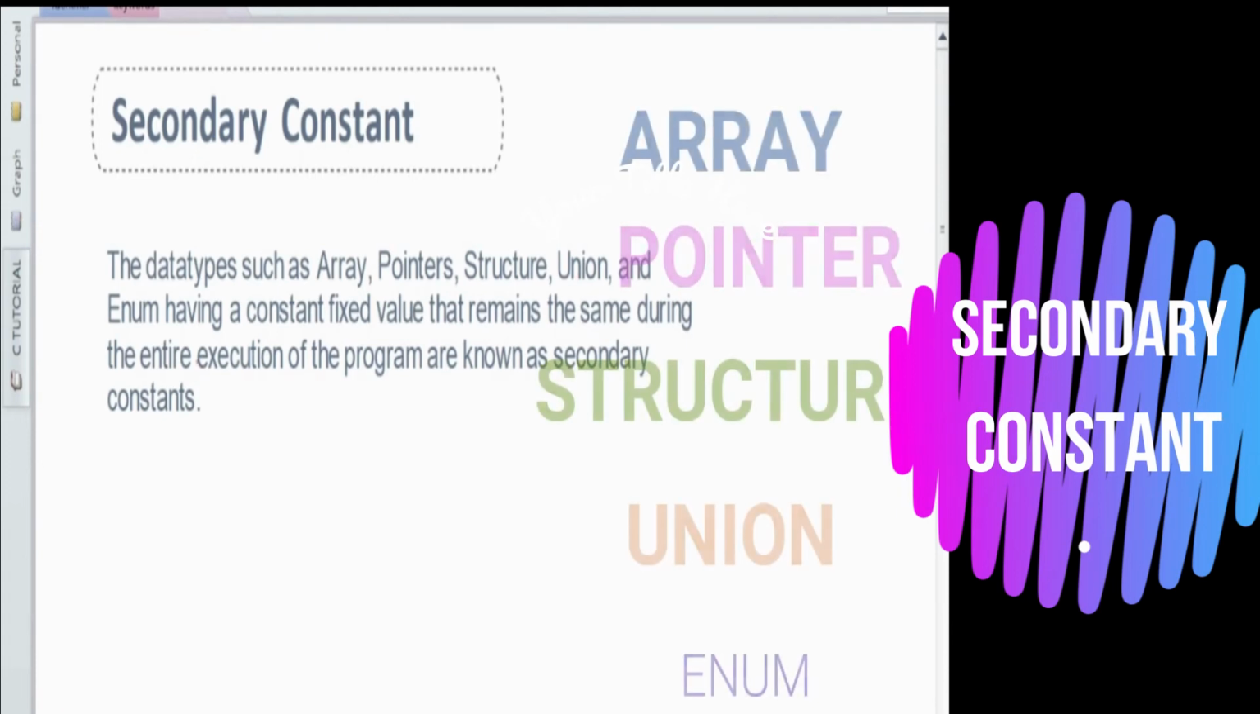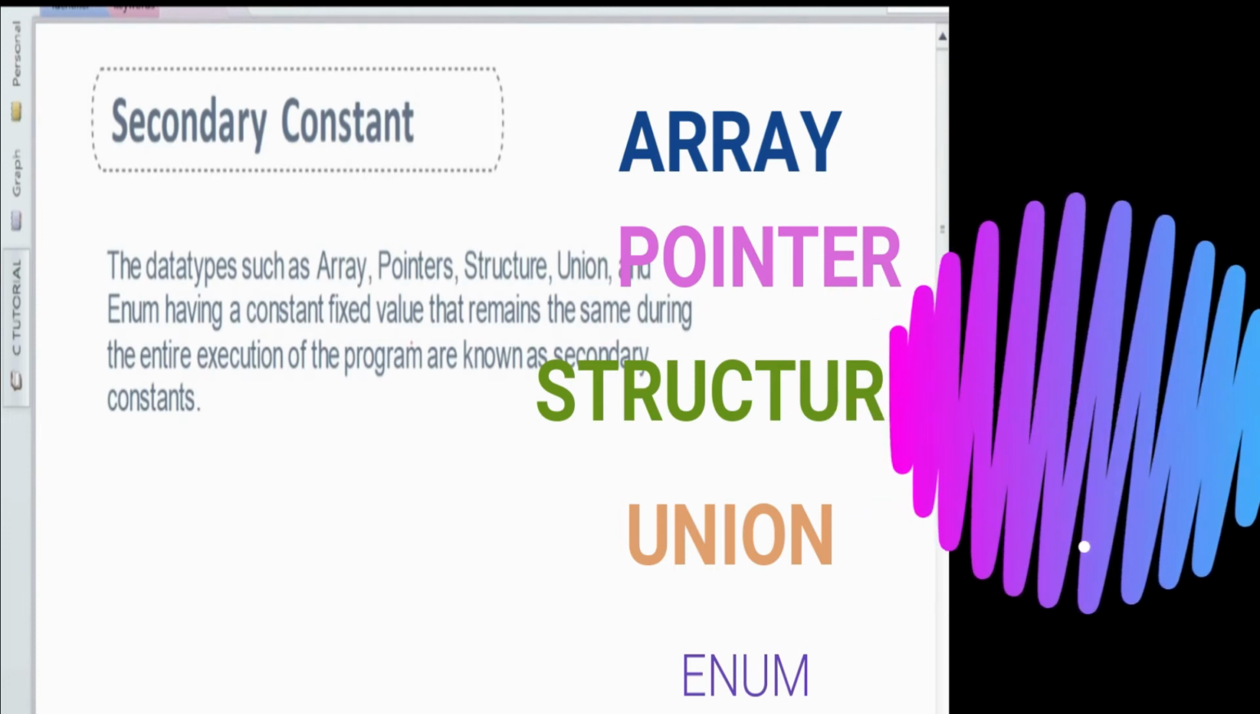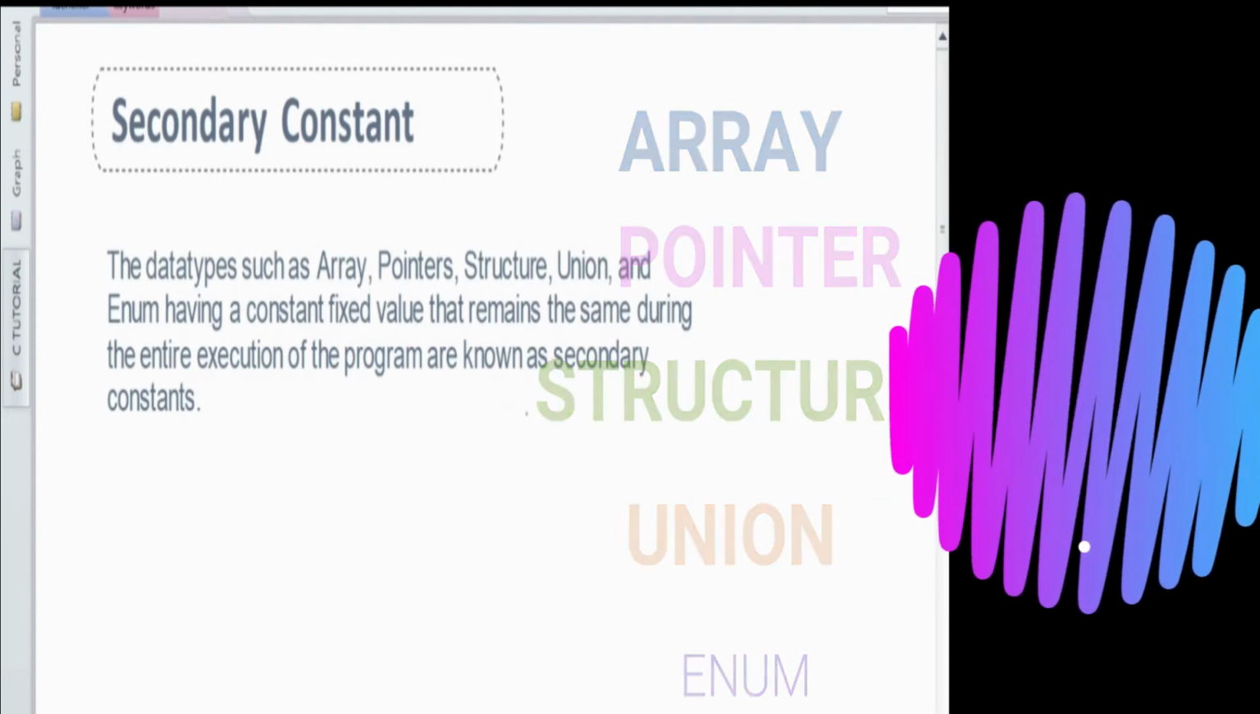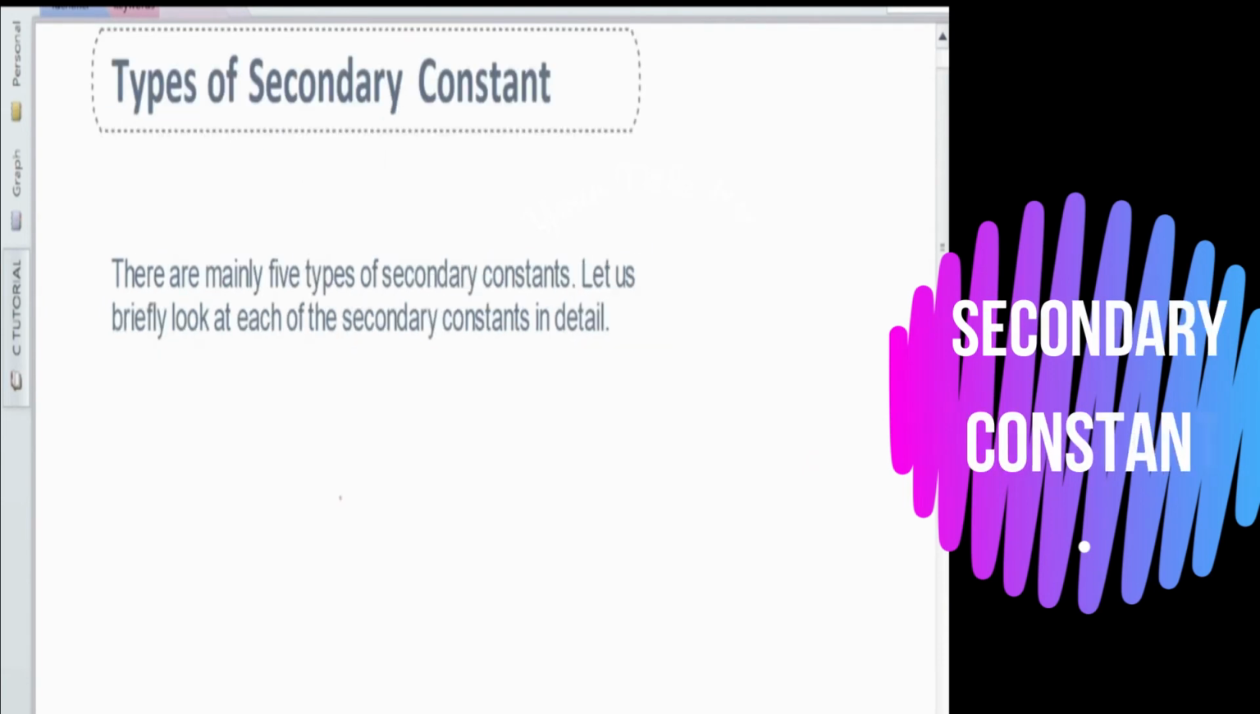Now the secondary constant. Data types such as array, pointer, structure, union, and enum having constant fixed values that remain the same during the execution of the program are known as secondary constants. There are mainly 5 types of secondary constant. Let us briefly look at each of the secondary constants in detail.